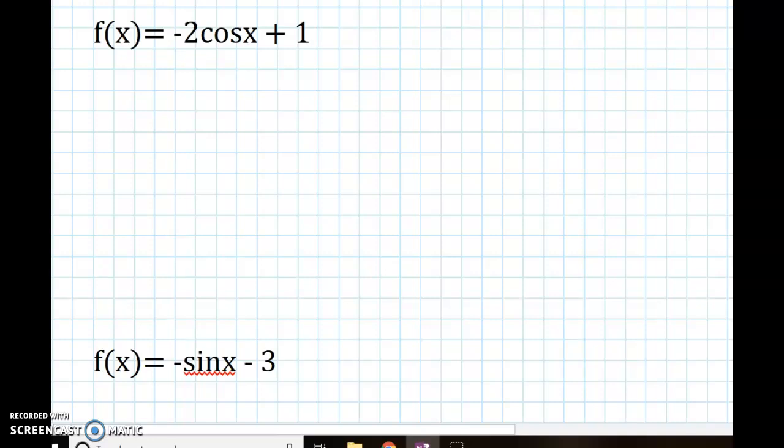Let's do one that has a shift and a stretch in the same graph. And it even has a negative. So if a normal cosine graph looks like this, it starts at the top and ends at the top, then a negative cosine graph is going to start at the bottom and end at the bottom. It flips upside down.